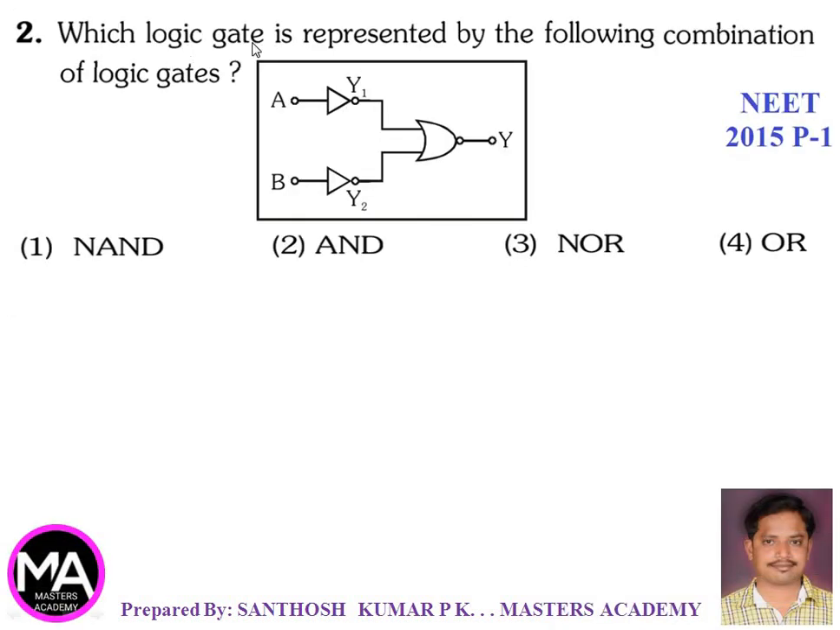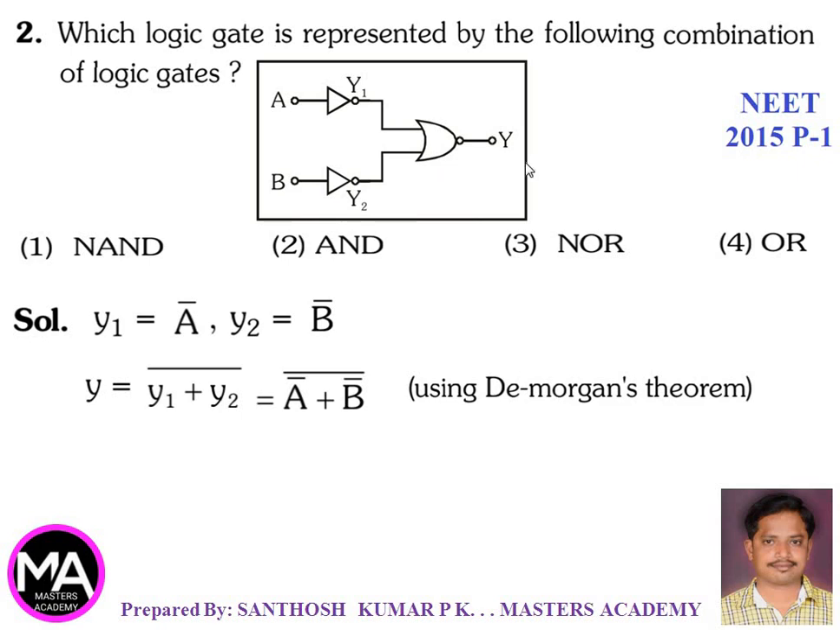Second problem: which logic gate is represented by the following combination of logic gates? 4 options are given. It is from NEET 2015. Here you are having two NOT gates and a NOR gate. A is the input of first NOT gate, the output is Y1, therefore Y1 is equal to A complement. Similarly, B is the input of second NOT gate and its output is Y2, therefore Y2 is equal to B complement. Here it is a NOR gate, therefore the output Y will be equal to (Y1 plus Y2) whole complement.